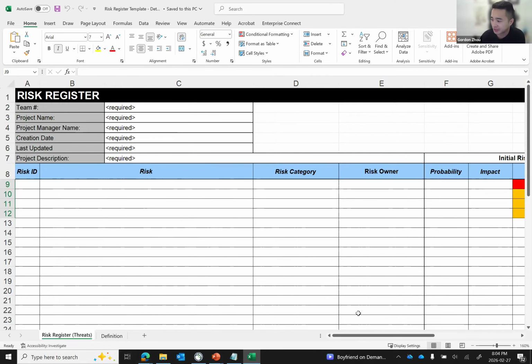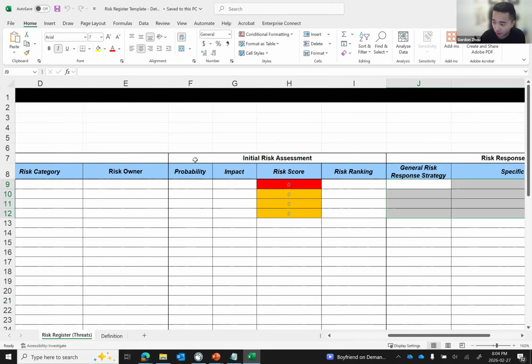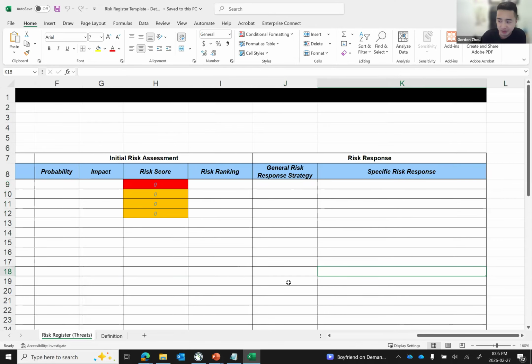You identify your risks. You then put your scores in it. You get a net score from multiplying probability and impact. That's how you start prioritizing based on the net score, and that's how you get the ranking, right? Rank 1 is the highest score, 2, 3, second highest, third highest. That's how we rank them. And then lastly, your general response, which is the 5 that I've showed you for threats. And then what are your specific actions that go with that?